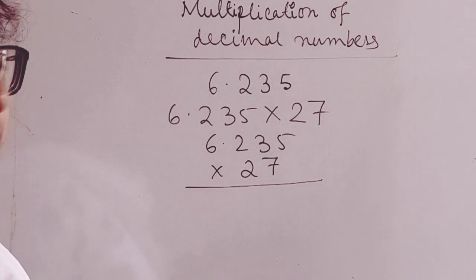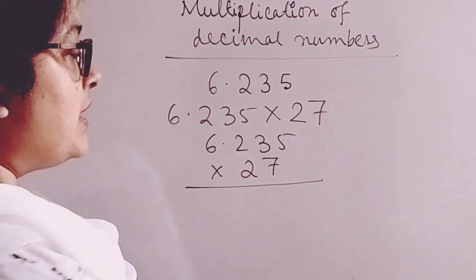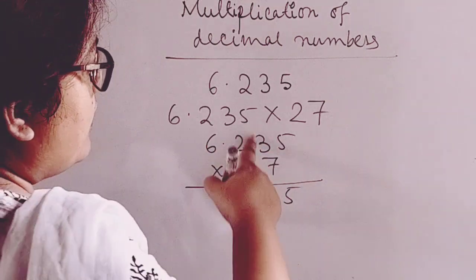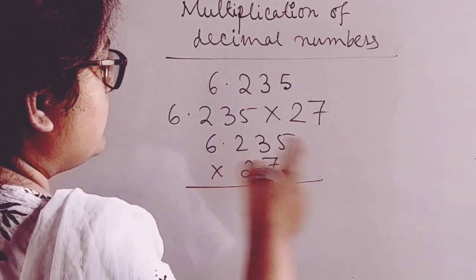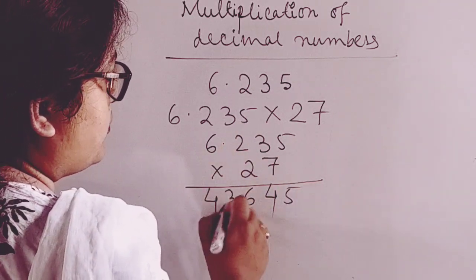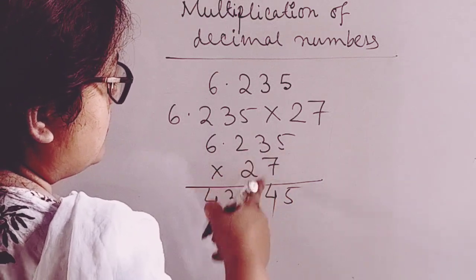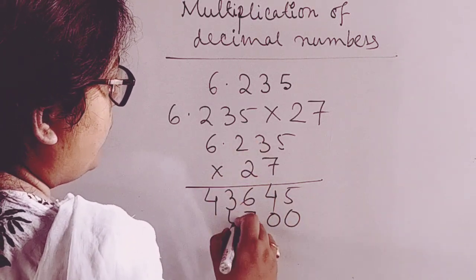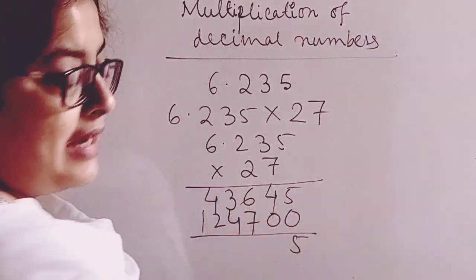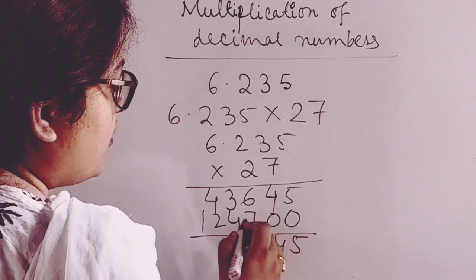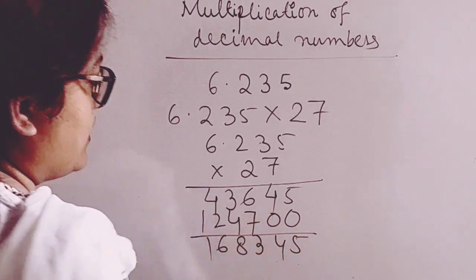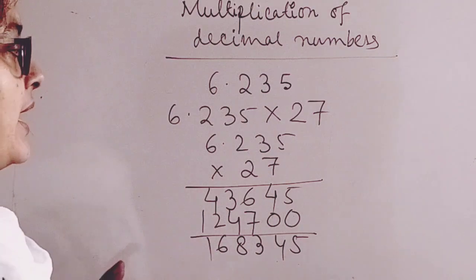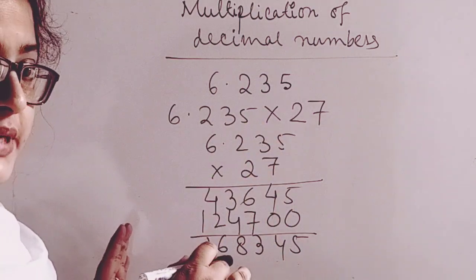Now 7, as we know the method of long multiplication: 7 times 5 is 35, 3 carried; 7 times 3 is 21, plus 3 is 24, 2 carried; 7 times 2 is 14, plus 2 is 16, 1 carried; 7 times 6 is 42, plus 1 is 43. Then put a 0, and multiply by 2: 2 times 5 is 10, 2 times 3 is 6, 2 times 2 is 4, 2 times 6 is 12. According to the method of long multiplication, you just have to add these numbers, getting 168345. So first of all, we forget about the decimal and multiply the numbers following the same procedure of long multiplication, right?